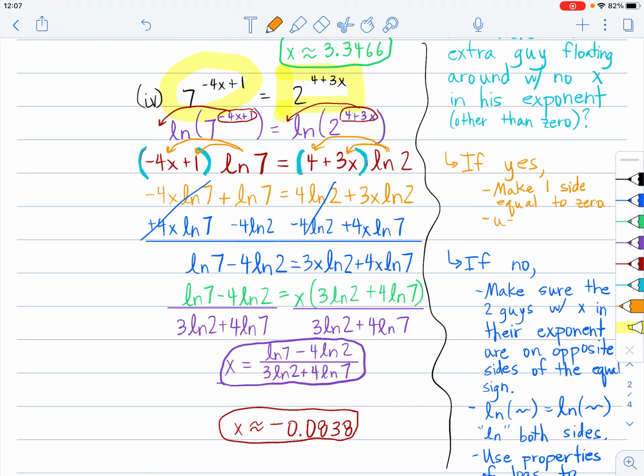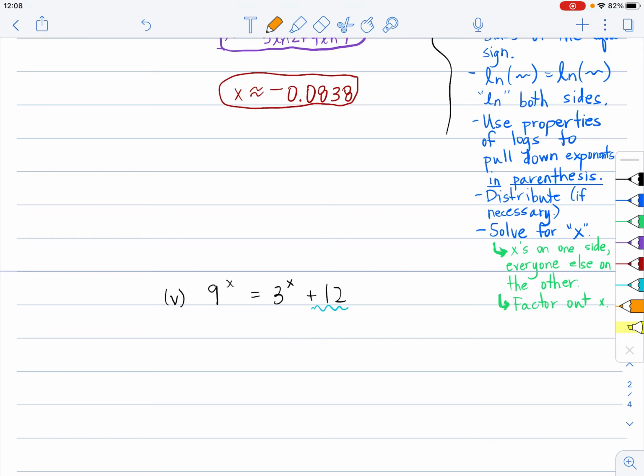U sub. So the difference between the two of them is this extra 12 here changes things for us. So I'm going to minus 3 to the x, minus 3 to the x, minus 12, minus 12. And that one little difference gives me 9 to the x minus 3 to the x minus 12 equals 0. And this is going to be a u sub.